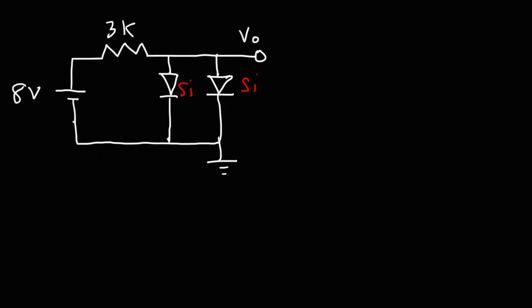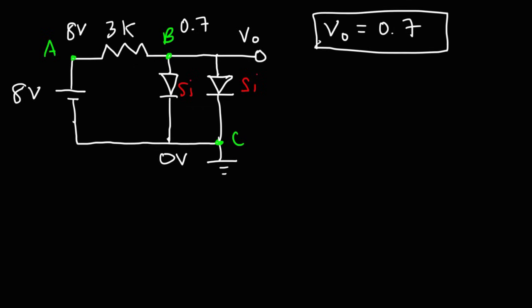Now, let's call this point A, point B, which is the same as that point, and point C. So we're going to assign 0 volts to the ground, which means A will be at a potential of 8 volts. Now, the diode will have a voltage drop of 0.7, so B is at 0.7 volts, which means both diodes are on. So we already have our output voltage. It's 0.7. Now we need to calculate the current.